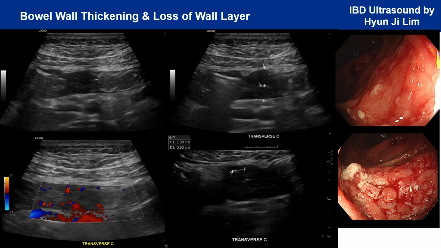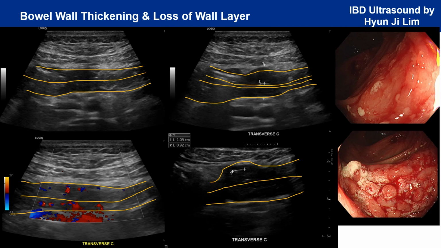This is another case involving the transverse colon, demonstrating a skipped lesion. The segmentally thickened bowel wall shows loss of wall stratification and hypoechogenicity, mildly increased vascularity, and focal hyperechoic foci suggesting ulceration are also noted. Colonoscopy confirmed the presence of several ulcers and corresponding mucosal abnormality.